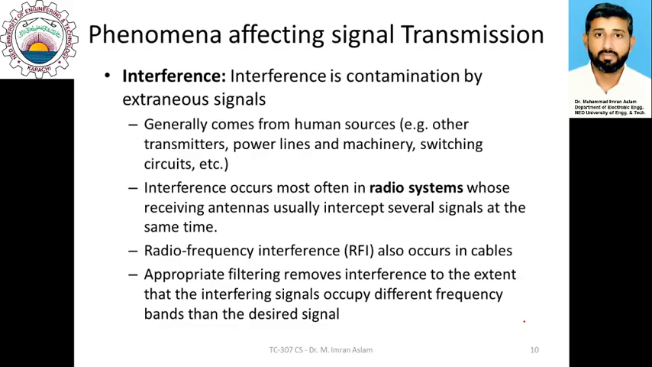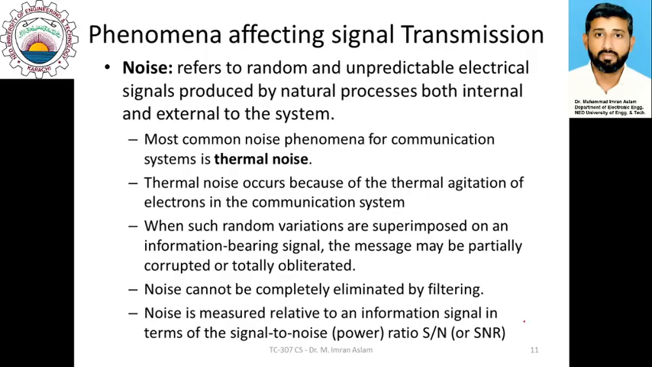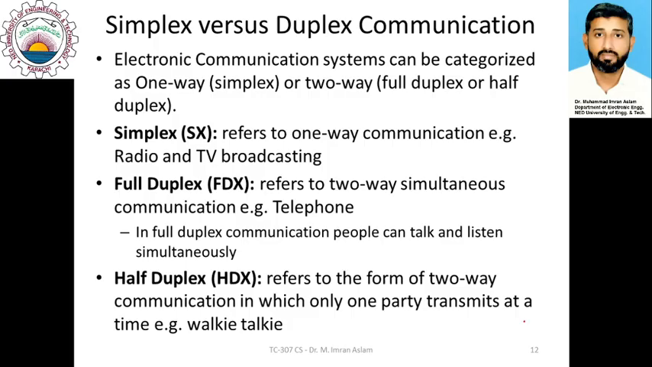Okay, so this concludes our discussion related to the basic elements of the communication system. And while discussing those elements, we also talked about the degrading phenomena which exist in the system, and those phenomena tend to reduce the overall quality of communication systems. Generally, our communication systems are categorized in two types. One is called simplex communication. Second is called duplex communication.